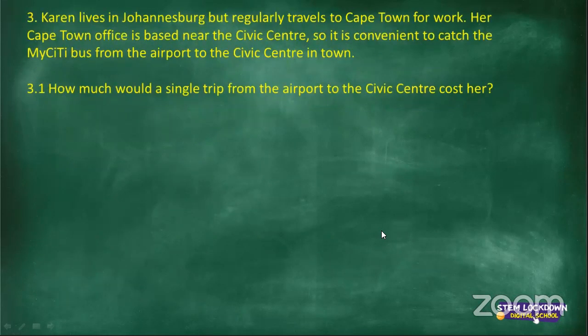Question 3. Karen lives in Johannesburg but regularly travels to Cape Town for work. Her Cape Town office is based near the Civic Centre. So it is convenient to catch the MyCiti bus from the airport to the Civic Centre in town. How much would a single trip from the airport to the Civic Centre cost her?